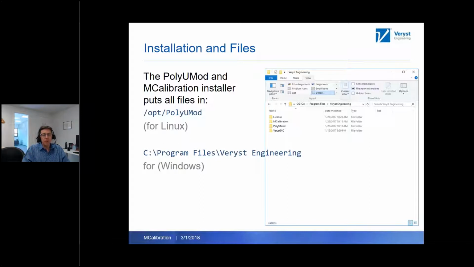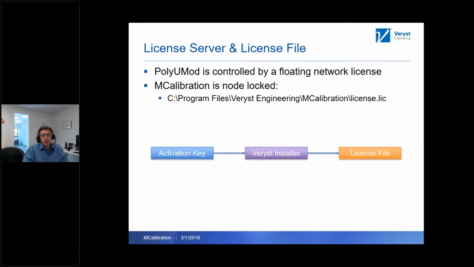The software, polyUMOD and MCalibration, can be installed on both Windows and Linux PCs. By default, the location of the files for Windows PC are in this directory listed here. They are using a license file, and they can either be a floating network license for polyUMOD, but MCalibration is a traditional application, so that's a node-locked license configuration that's used for that.